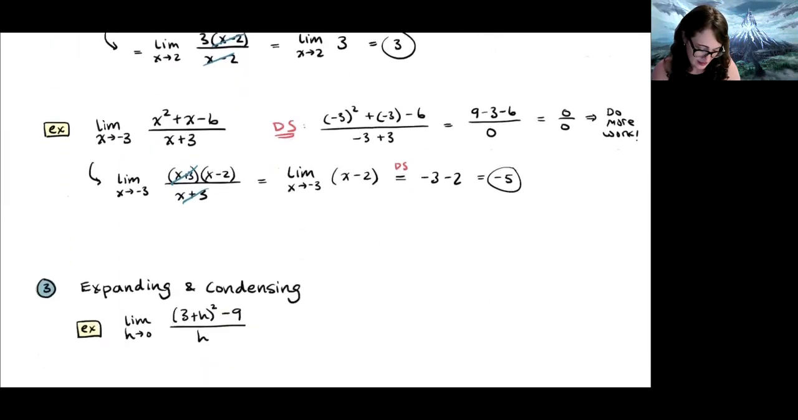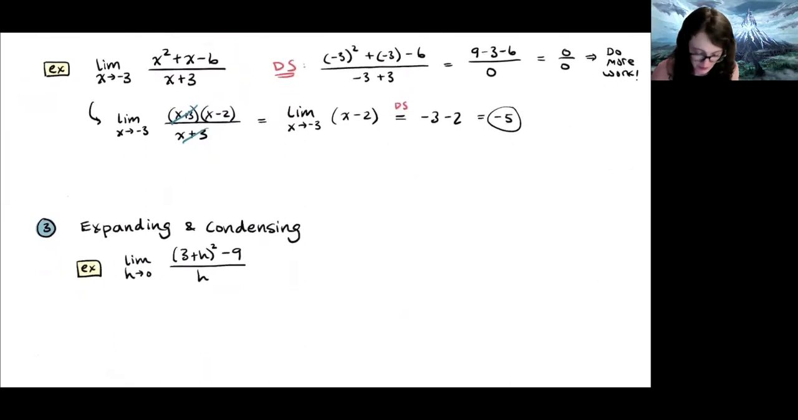All right, technique number 3, I'll call expanding and condensing. Here we have the limit as h approaches 0 of (3 plus h) squared minus 9, all over h. I guess you could factor this. It's actually a difference of two squares up top, but sometimes it's not, so this one's just a little bit different, but sort of similar.